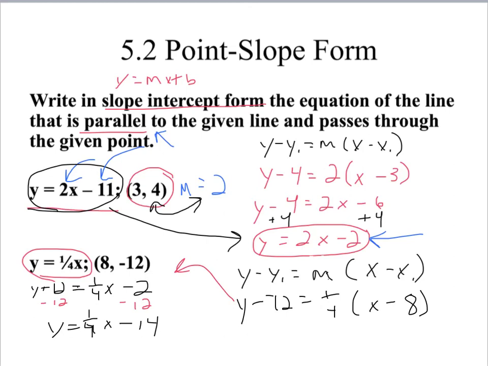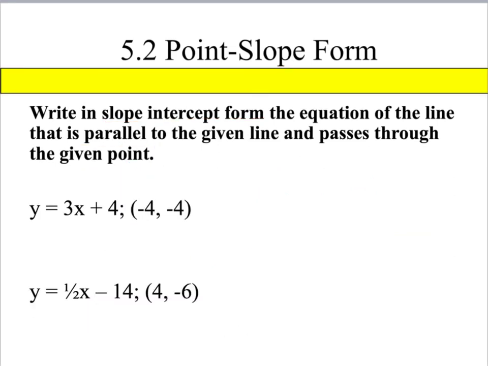All right, I want you to go and try these problems. You're going to write it in slope-intercept form. Make sure you write these directions: write the equation that is parallel to the given line that passes through the given point. You're given an equation, and you put it into slope-intercept form, a parallel line to that equation. Give it a shot. Pause now.